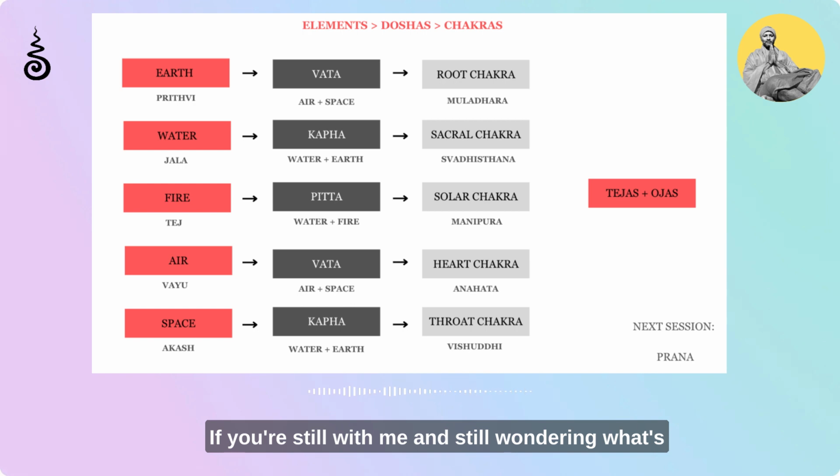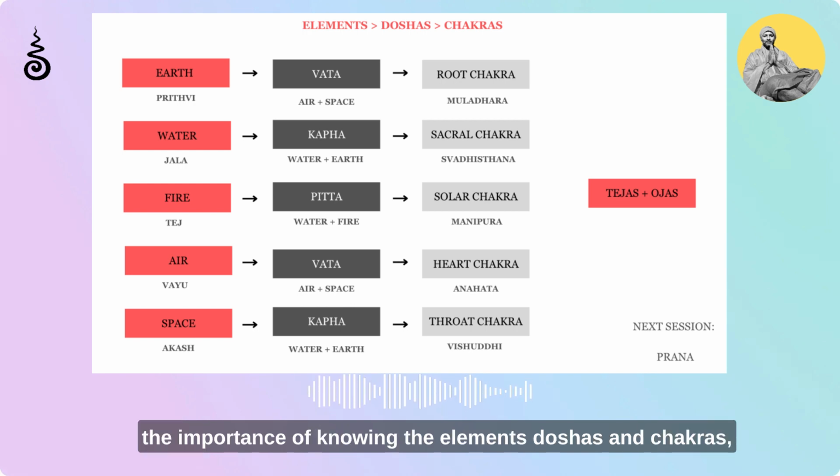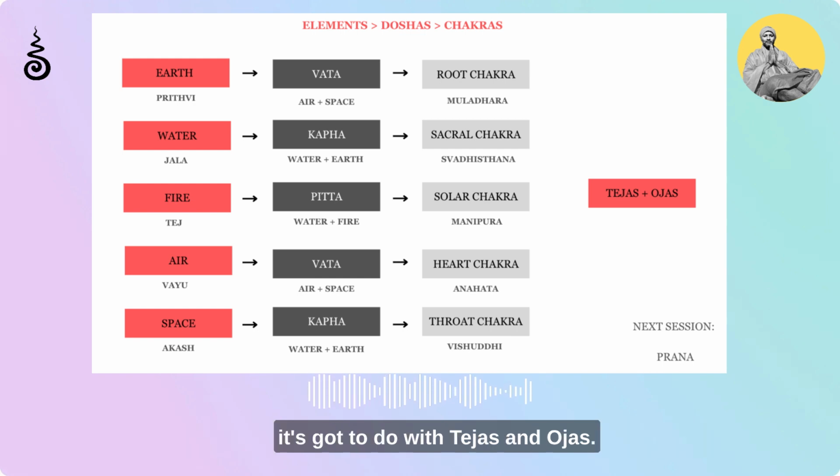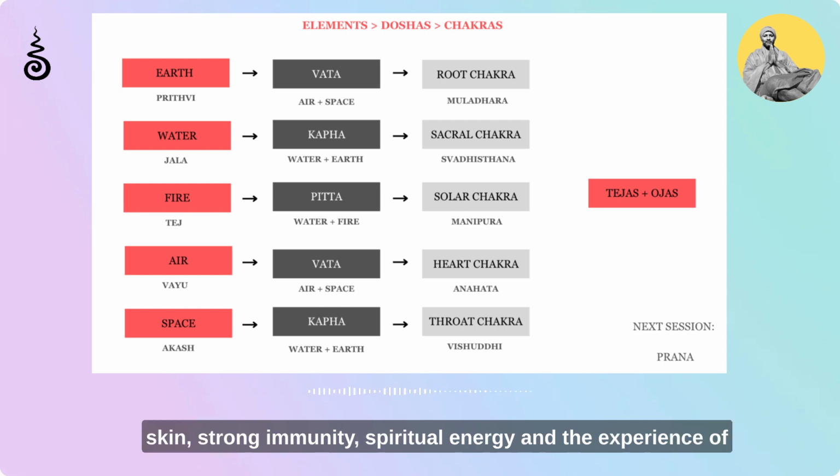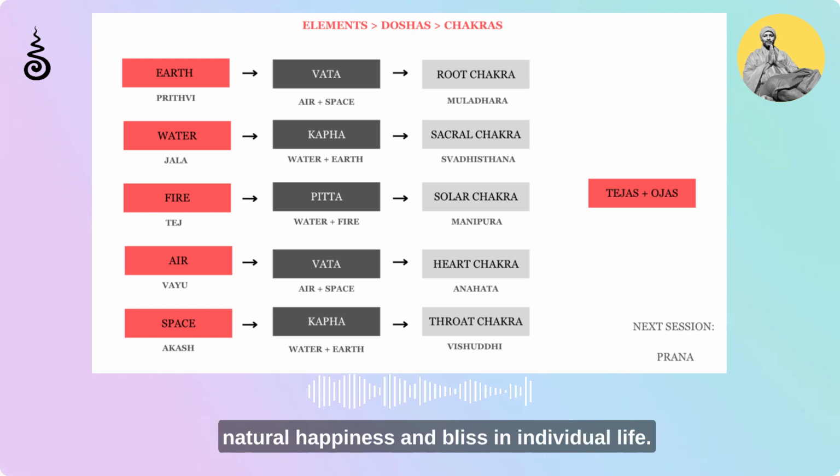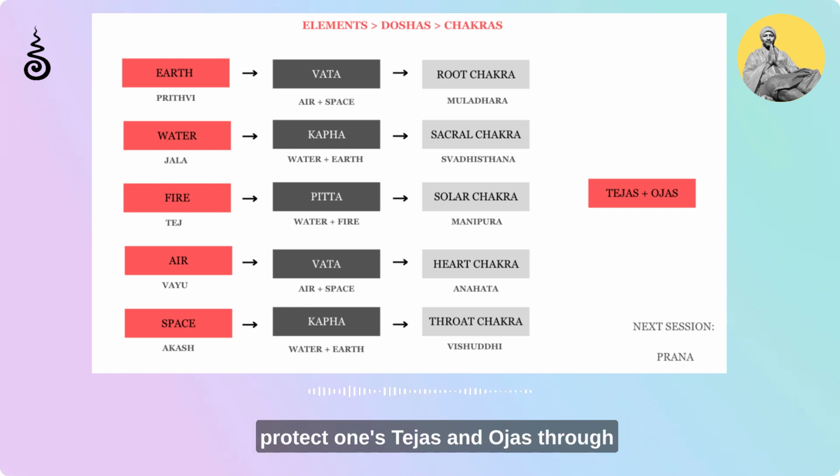If you're still with me and still wondering, what's the importance of knowing the elements, doshas, and chakras? It's got to do with Tejas and Ojas. It's what gives us a healthy glow to the skin, strong immunity, spiritual energy, and the experience of natural happiness and bliss in individual life. Tejas means radiance, and Ojas means vitality.